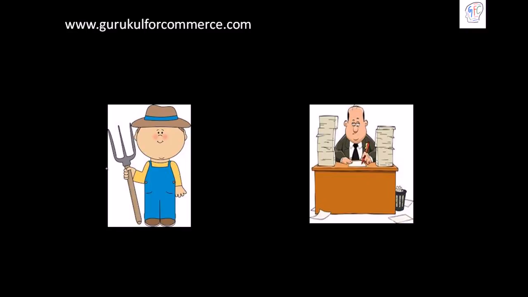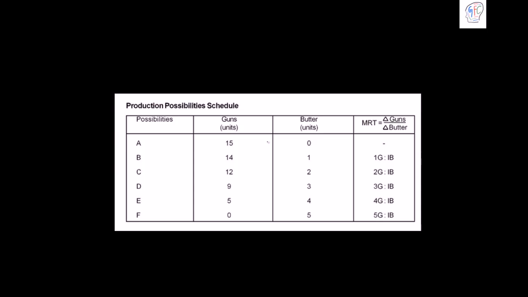Would his efficiency be the same working as an accountant? The answer to the question is no. Why? Because when the same human resource is transferred from farming to accounting, his efficiency is bound to decline. That is the reason why resources are never efficiently employable in the production of both the goods, so to say.